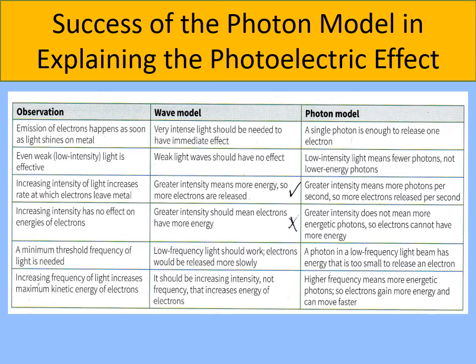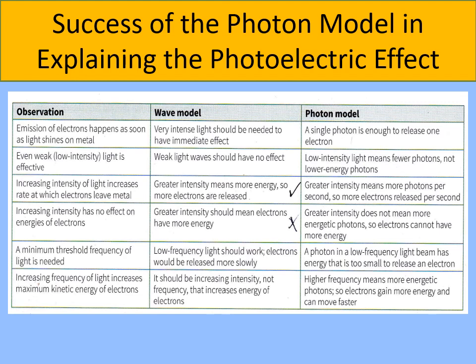The fourth observation was that increasing intensity has no effect on energies of electrons. The wave model suggested that the greater intensity should mean electrons have more energy, but there was no link between the intensity and the energy of the photoelectrons released. The photon model proposed that the greater intensity does not mean more energetic photons, so electrons cannot have more energy. The fifth observation was that a minimum threshold frequency of light is needed. The wave model said that low frequency light should work. Electrons would be released more slowly, but that wasn't true.